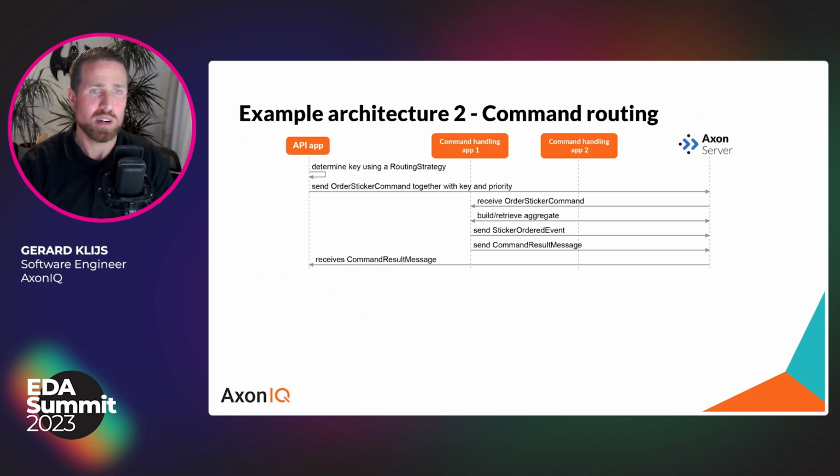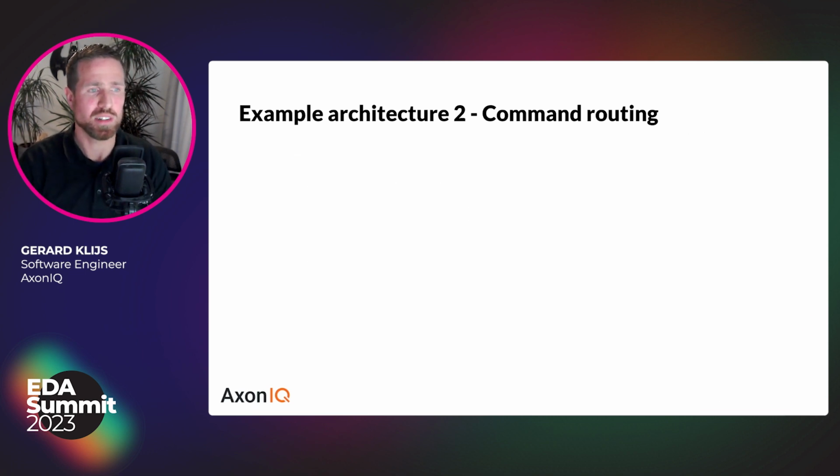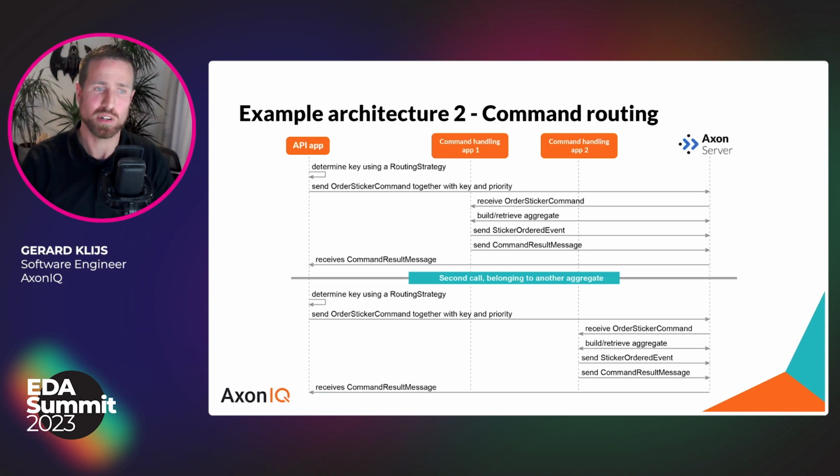So a bit on the command routing. So from the Axon framework, we can determine a routing strategy. And most of the time that will be using the aggregate ID to route the message. That will be sent along with the priority to Axon Server, and that will make sure it handles with one of those instances. And if it's then a second call belonging to another aggregate, it could land on another application. But if it's for the same aggregate, it will always go to the same application, as long as the same amount of applications are running. So then you get the best of both. So that's nice.